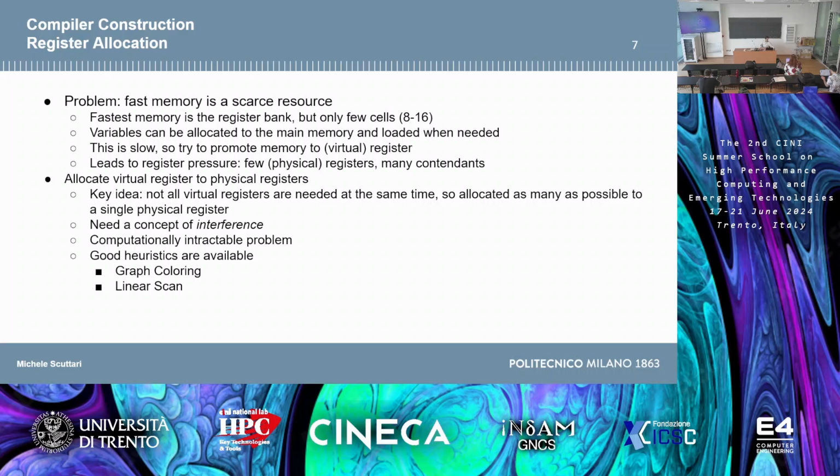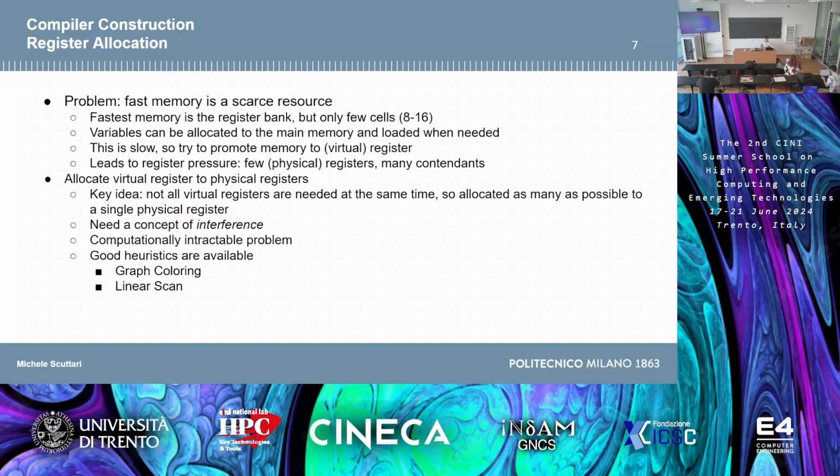If there are no other uses afterwards, the value is considered dead. Okay, so it's not useful anymore. If two values have completely non-overlapping intervals between their first definition and last use, then they can reside freely in the same physical register because they are never alive at the same time. Okay.